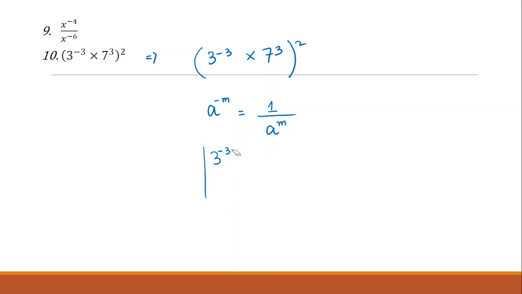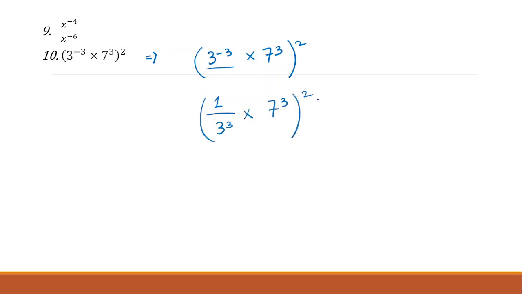So I will replace 3 to the power negative 3 with 1 divided by 3 to the power positive 3, multiplied by 7 to the power positive 3, and there is a whole square. So 1 multiplied by 7 to the power 3 is basically 7 to the power 3. We can write 7 to the power 3 divided by 3 to the power 3, whole square. So 7 to the power 3 and 3 to the power 3, we can write this as 7 divided by 3 to the power 3.